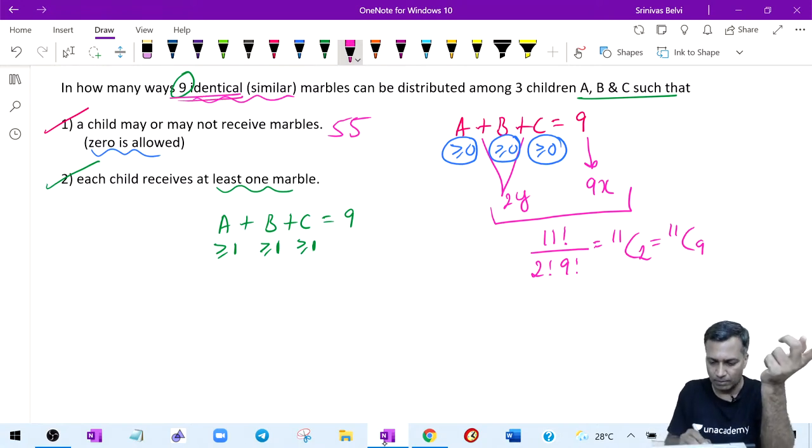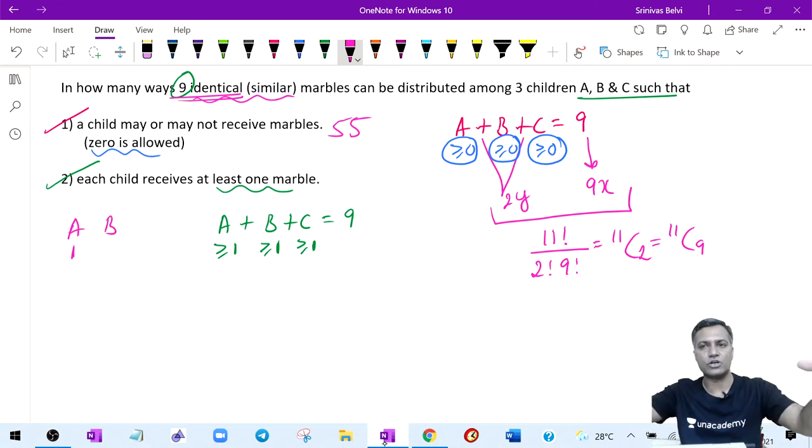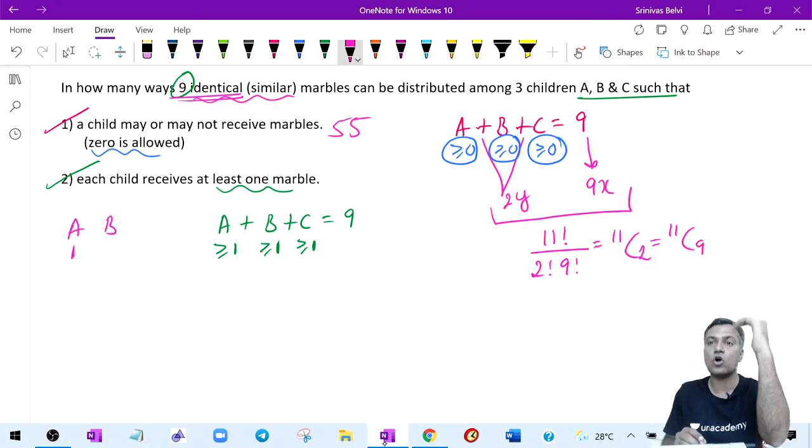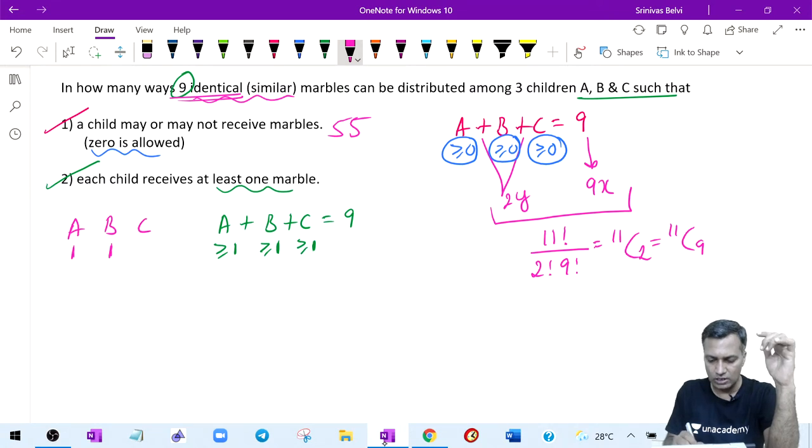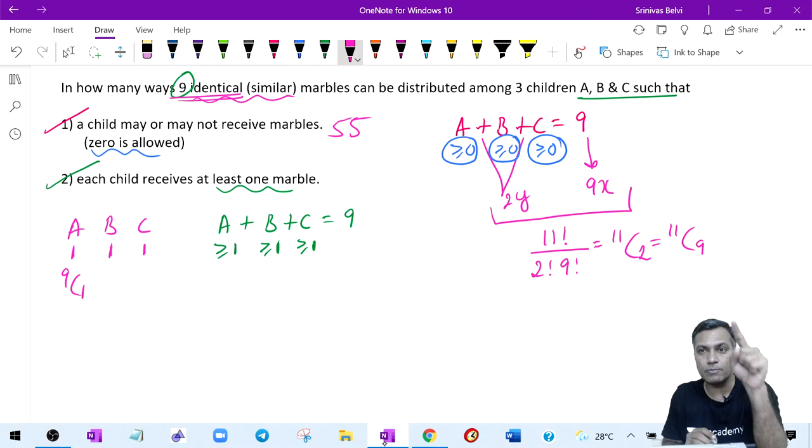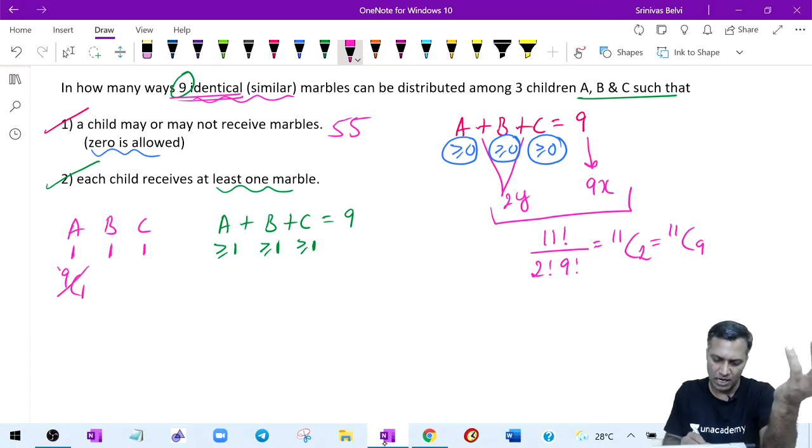Anyway, they are identical marbles. Call A, give him one. Call B, which means assume that they are sitting right in front of you. Call A, give him one marble. Call B, give him also one marble. Call C, give him one marble. When you give one marble, you cannot do 9C1, because those nine marbles are not different. When you give one marble, it is one way.